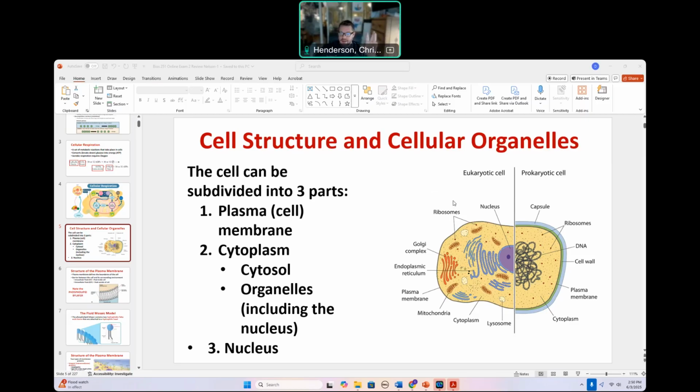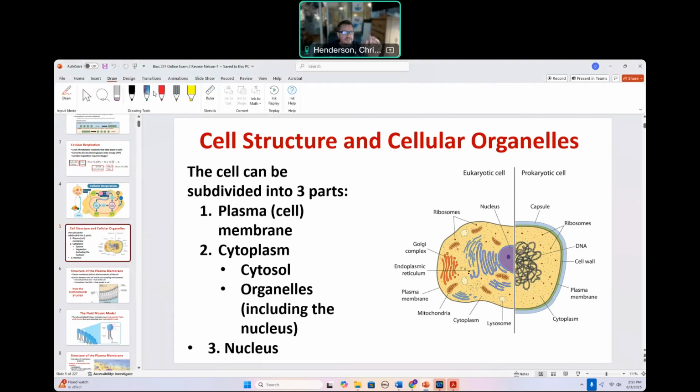Everything in the body happens in fluid. We're aqueous beings, which means everything is fluid. So there's a fluid that's outside, there's a fluid that's inside. The fluid that is outside is called the extracellular fluid, the ECF. The fluid that's on the inside is called the intracellular fluid.